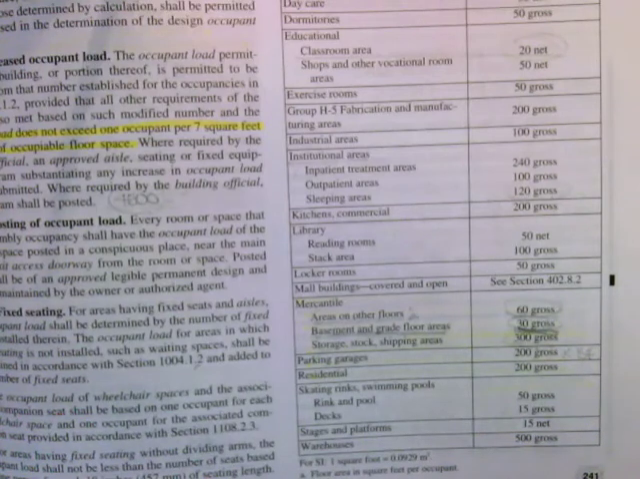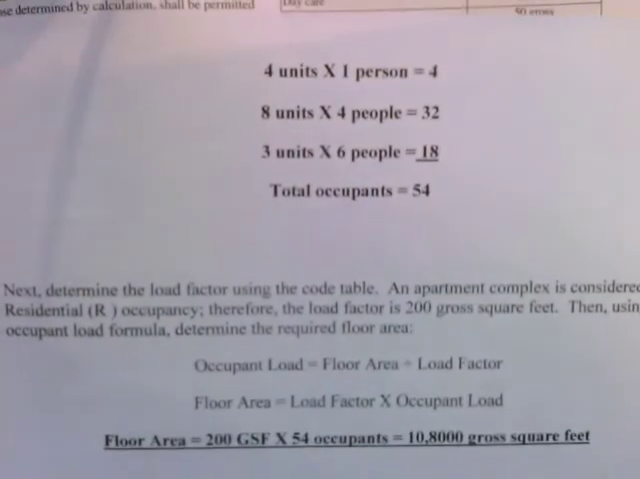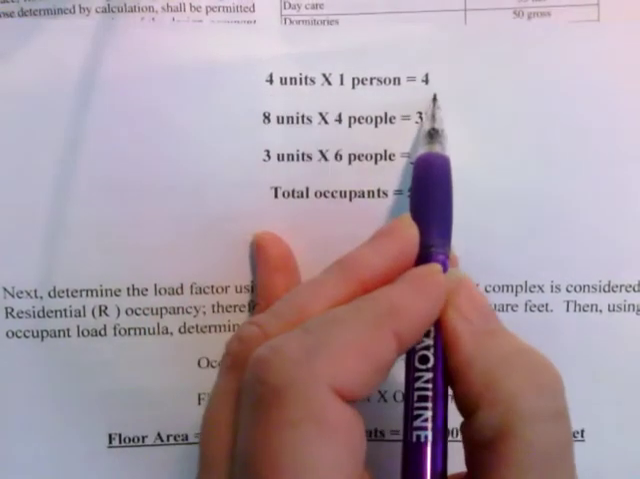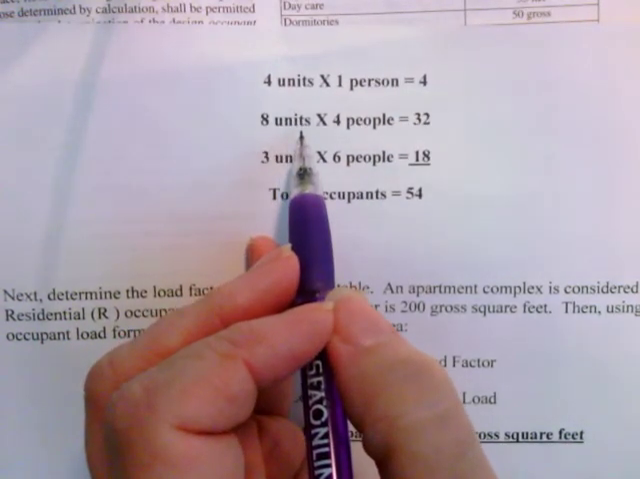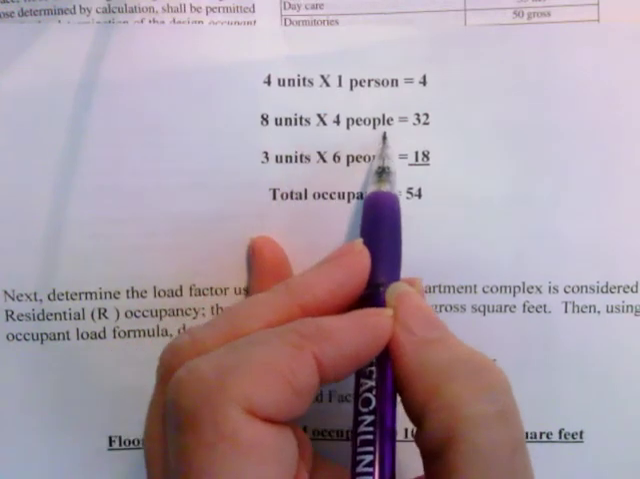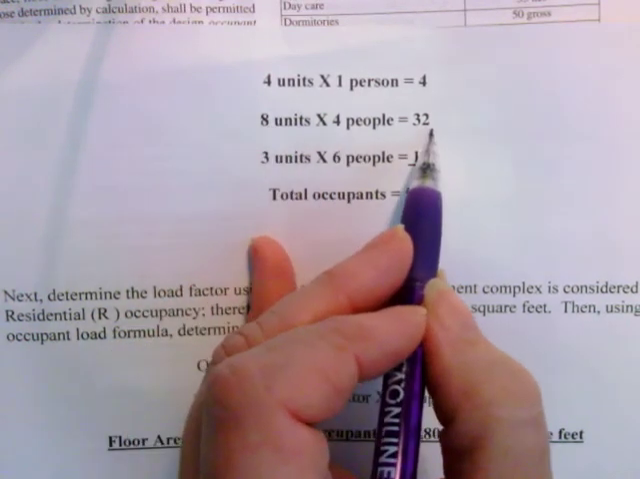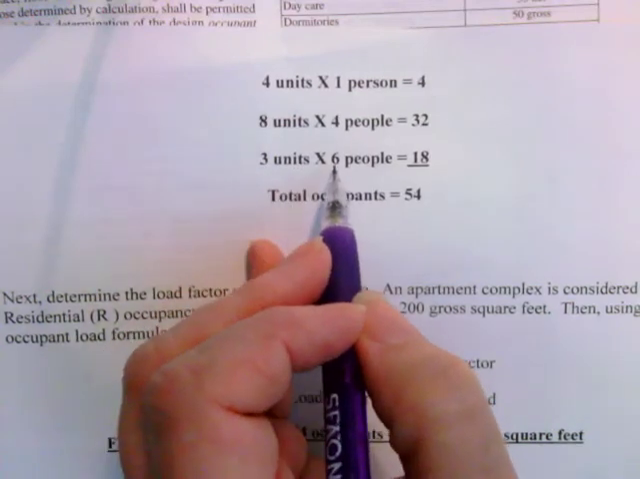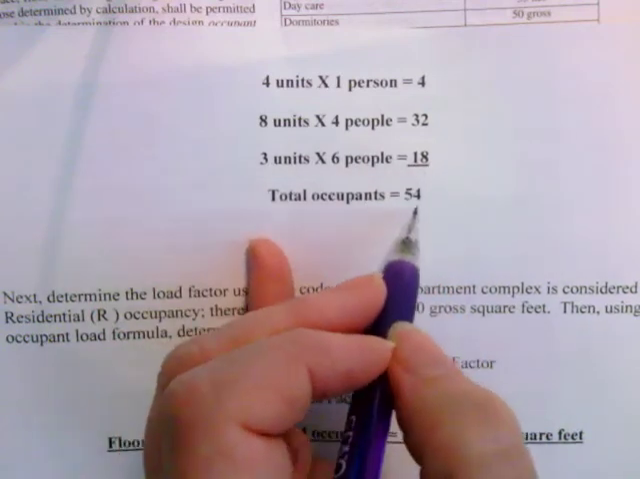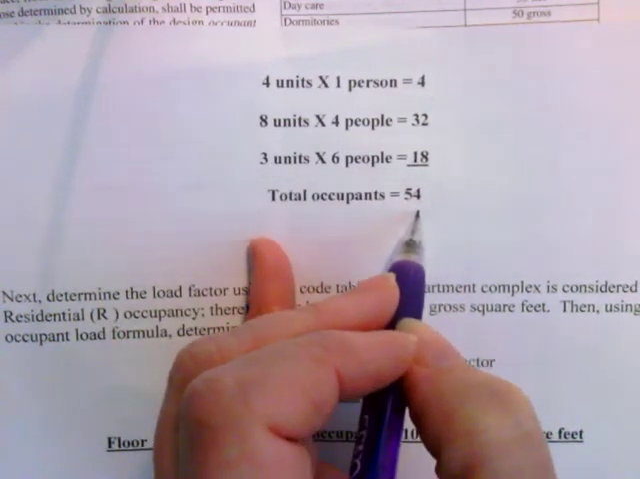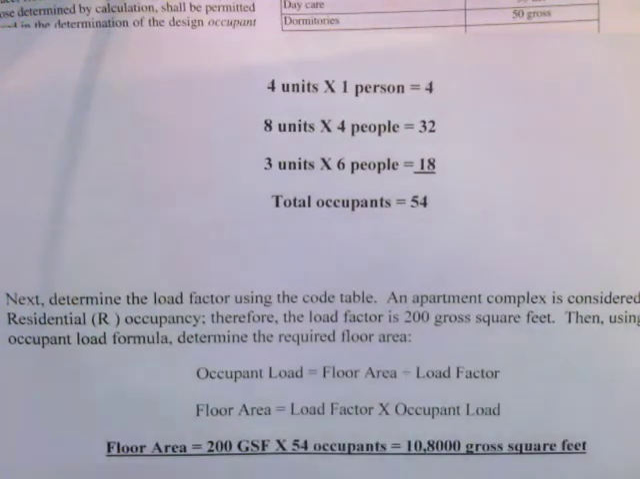Now, the developer, of course, is considered an apartment complex. He wants to divide the building into 4 one-person units. So that would be 4. And he wants to do 8 units of 4 people. So 8 times 4 is 32. And he wants to do 3 units with 6 people. So 6 times 3 is 18. So that's a total occupancy of 54.